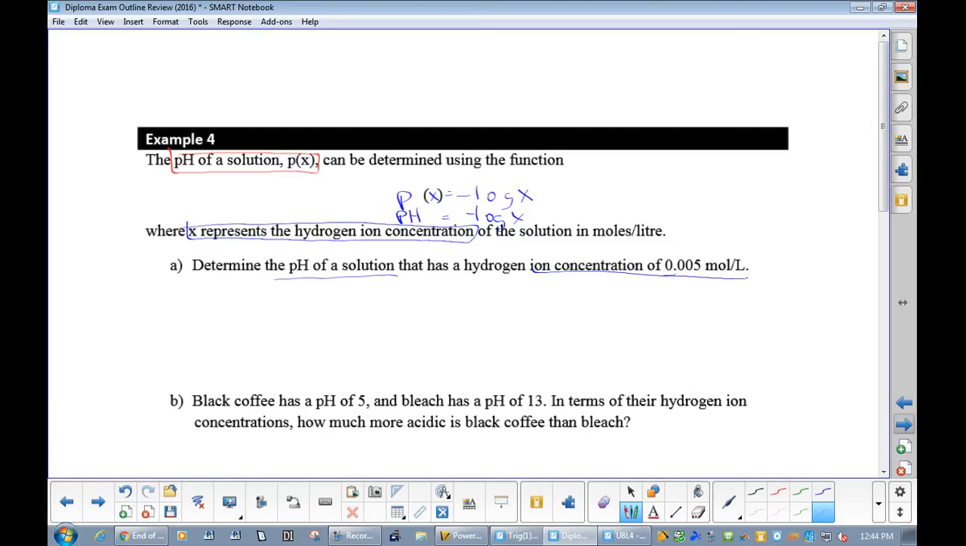So you don't want to give this one up on the diploma, because it's just a matter of putting 0.005 in for x. So the pH equals negative log 0.005. You'll get a pH of 2.3. So you have to hit the negative sign, then log 0.005.